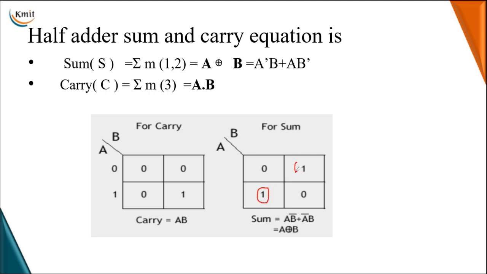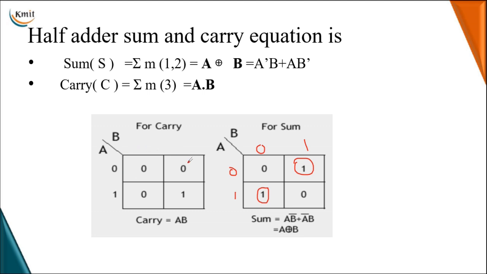Those isolated minterms are written as they are in the summation expression. Here A is 0 and B is 1, hence A bar B. Whereas here A is 1 and B is 0, hence this isolated minterm is written as A B bar. So A B bar plus A bar B is the final minimal expression of the summation function, which represents the Boolean expression of A exclusive OR of B.